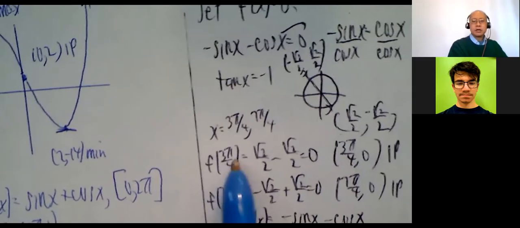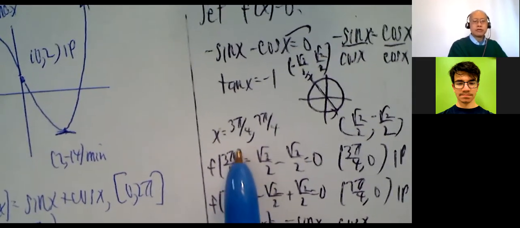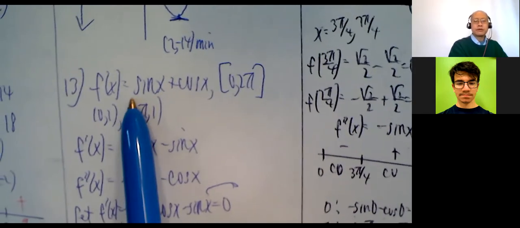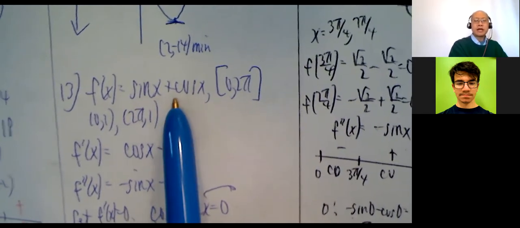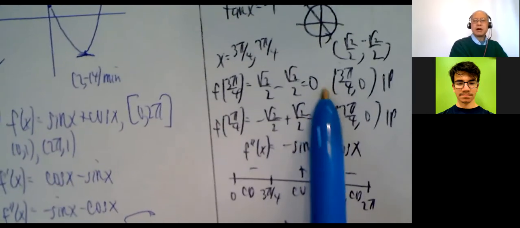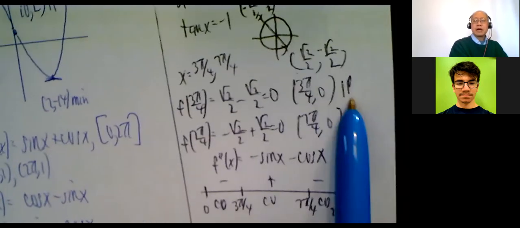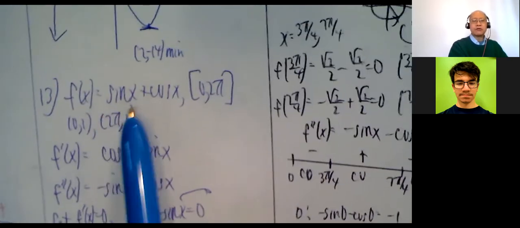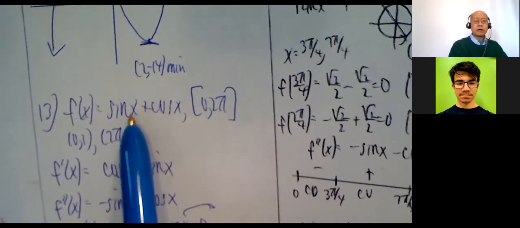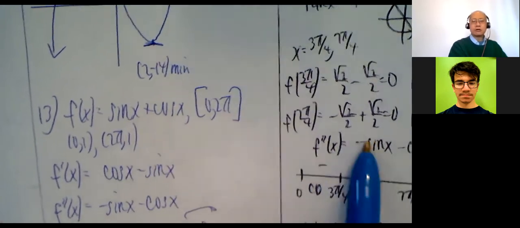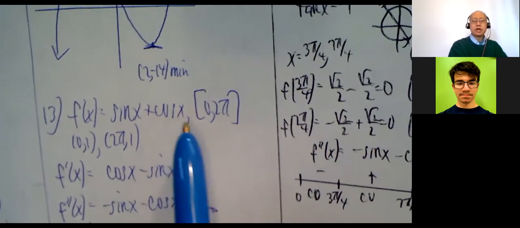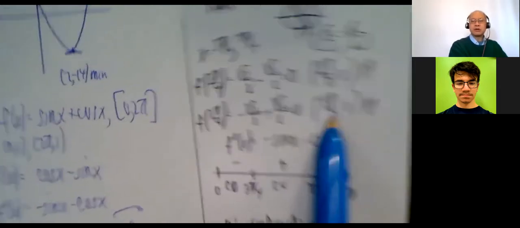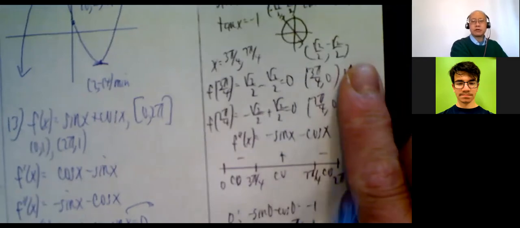Okay, what are the y coordinates? So I plug in 3π/4 to the original. Sine of 3π/4, radical 2/2. Cosine of 3π/4 is negative radical 2/2, that's 0. So 3π/4, 0. I put inflection point here, but we'll get that later. We don't know that yet. And then 7π/4, sine of 7π/4, quadrant 4, negative radical 2/2. Cosine of 7π/4 is positive radical 2/2. Add them up again, you get 0. So 7π/4, comma 0. We don't know their inflection points yet, but we will shortly.